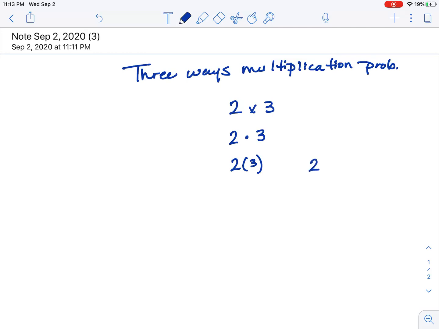Now this would not mean the number 23. If I have 23, we're going to put parentheses to show that they are side by side, that it means 2 times 3 and not the number 23. Now, where we're going to apply this in order of operations is, see, here's our first example.